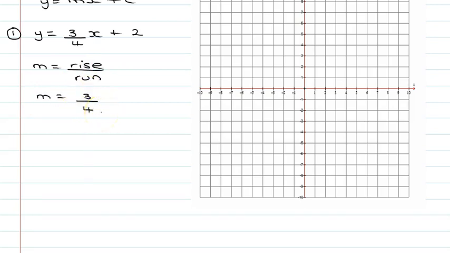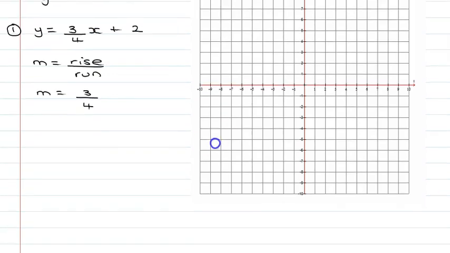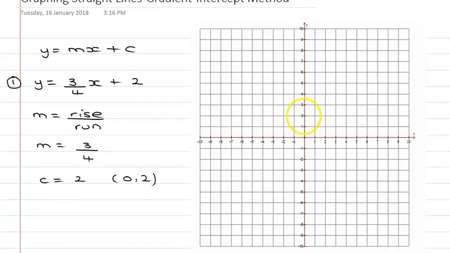So on the graph I can pick a starting point, but I don't know where to start. A good place to start would be the y-intercept, which is plus 2. So the value of c is 2, meaning the coordinate is (0, 2). That's going to be my starting point for my rise over run, so I'll put a dot or a cross there. On the grid, don't forget you've got to have it labelled x and y.